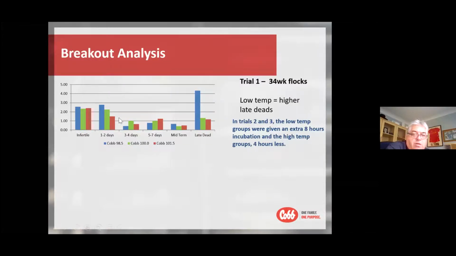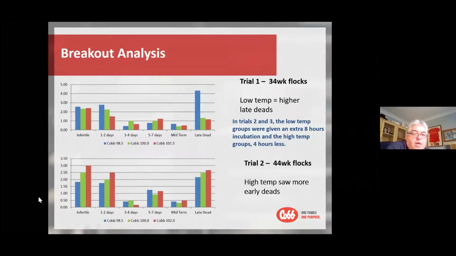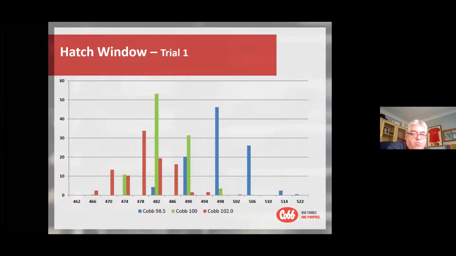So what we realized in this part was because they all had the same incubation time, in trials 2, 3, and 4, the low temperature groups were given an extra 8 hours incubation time, and the eye temperatures were given 4 hours less. Then with the eye temperatures, we saw a little bit more early deads in the first 7 days here, but nothing really significant or abnormal there.